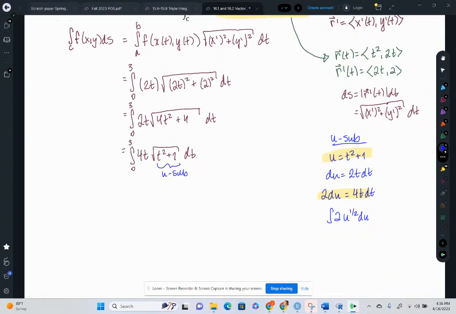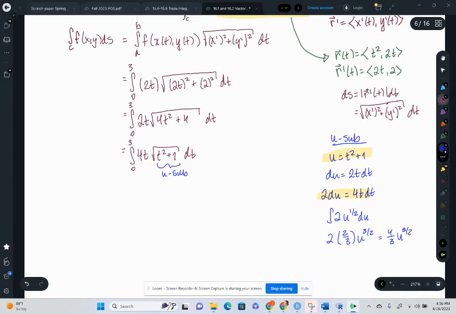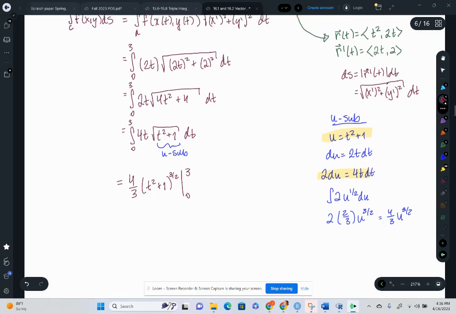U to the 1/2, when I integrate that, it's going to be u to the 3/2 divided by 3/2. So it'll be 2 times 2/3 u to the 3/2, which is 4/3 u to the 3/2. Okay, going back to my integral. I can integrate. I've got 4/3. U is t squared plus 1 raised to the 3/2 power. This will get evaluated from 0 to 3.